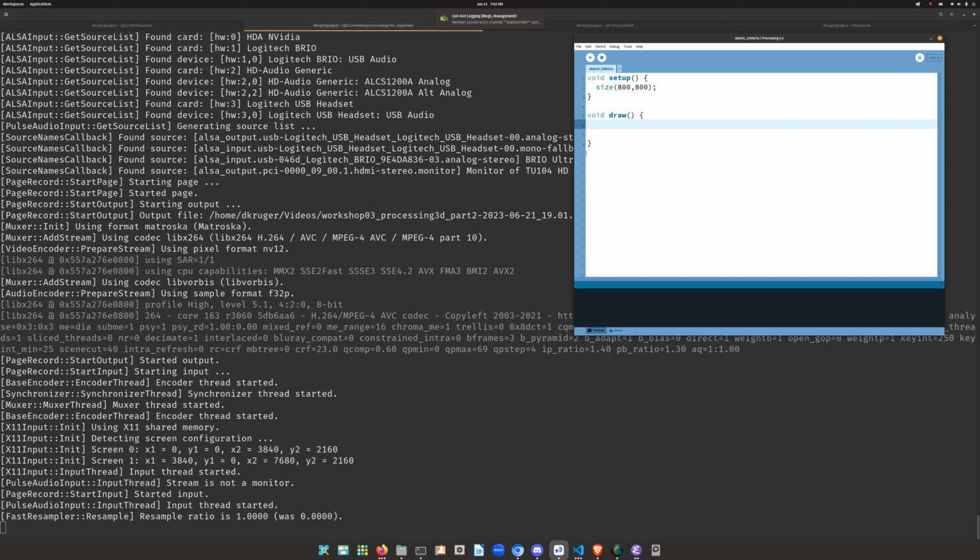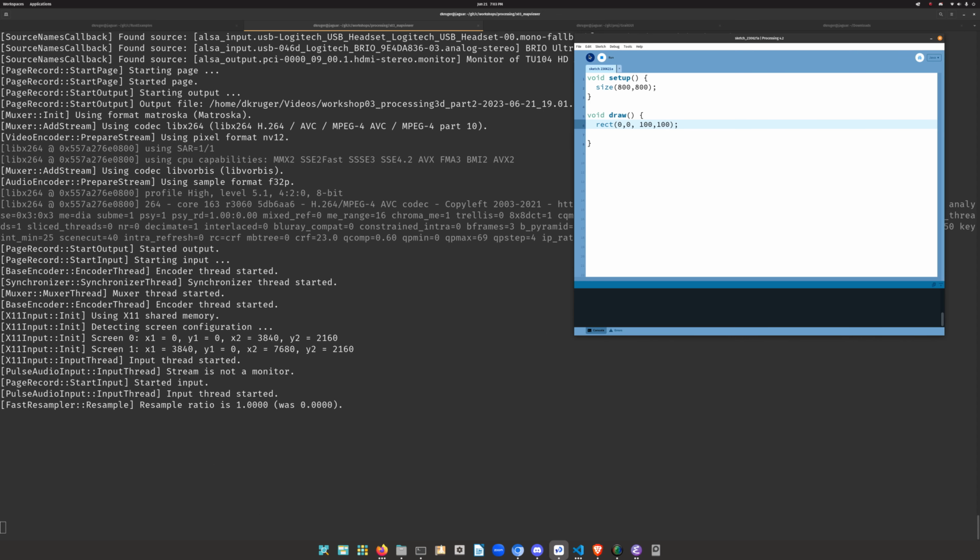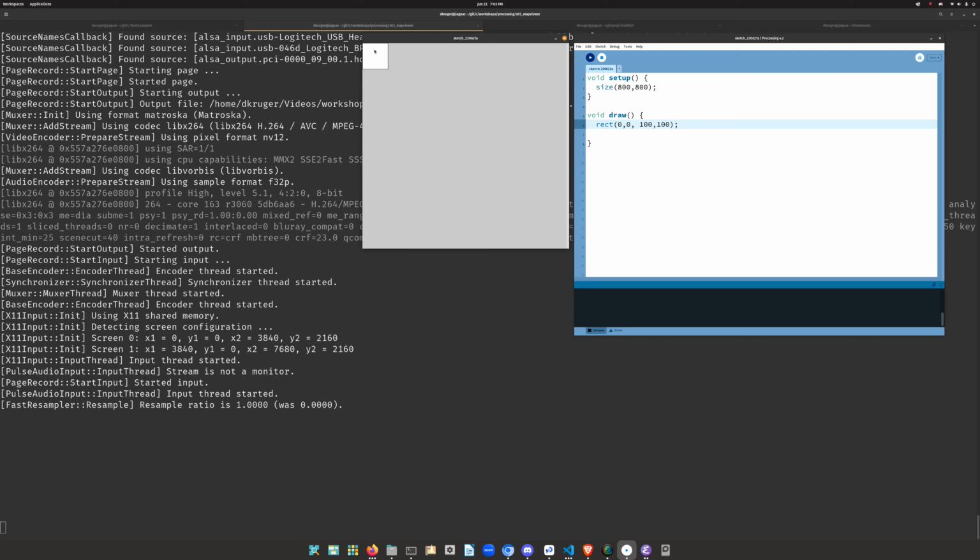Okay, so let's start out by drawing a rectangle. How about 0, 0, 100, 100? Okay, so that should be fairly obvious. We did this on the first night. Let's see. Okay, so there's your rectangle. Okay, so the rectangle is the top left of the screen, right?